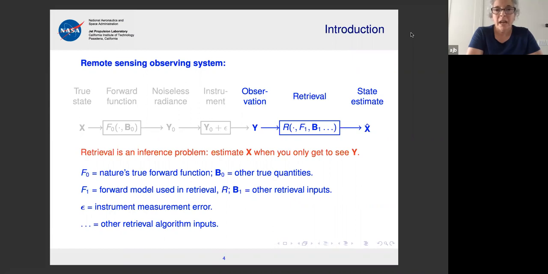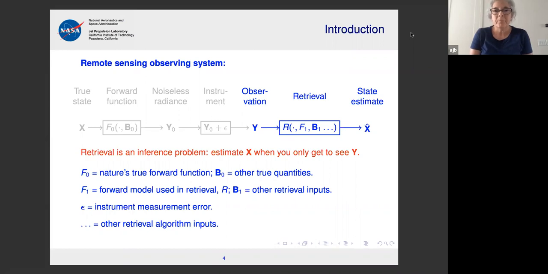Epsilon, we have some idea of what its statistical properties are from calibration in the laboratory beforehand. So we think we know what the distribution of epsilon is, but really all we get to see are the things in blue on the right. Now that radiance vector, Y, the spectra, are pumped into a big computational system called a retrieval algorithm. The word retrieval comes from the fact that we try to retrieve or infer the true state of the atmosphere from this noisy observation Y.